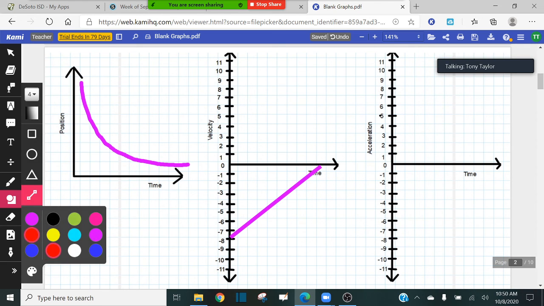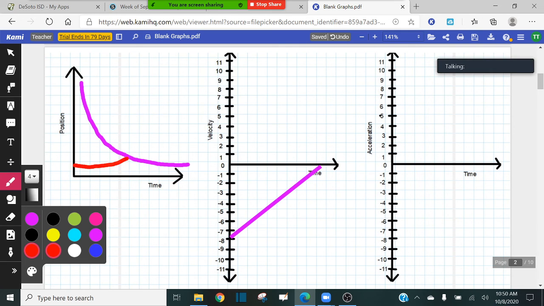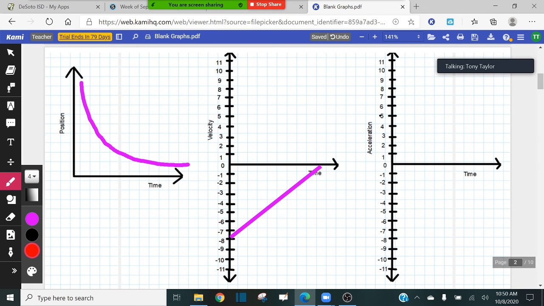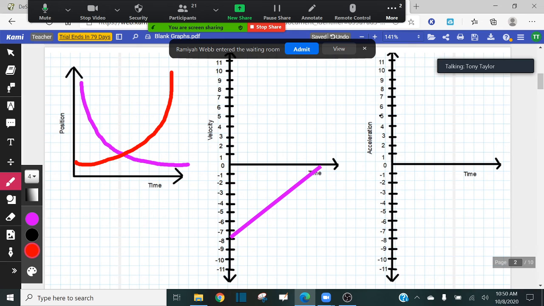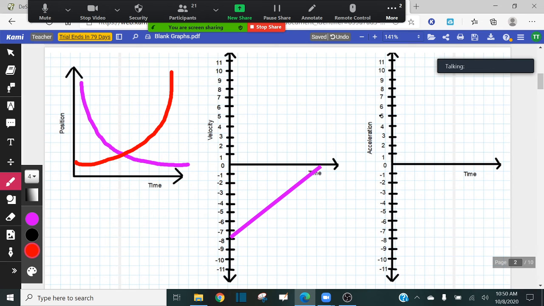Guys, what if I gave you a curve that looks something like this on a position versus time graph? What does that mean? Let me draw that better. What does this mean here, guys? Anyone?